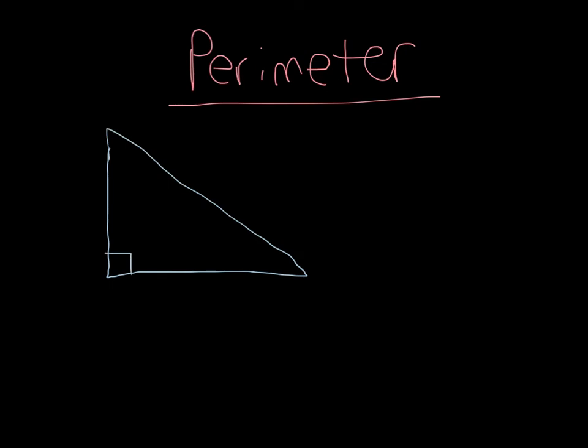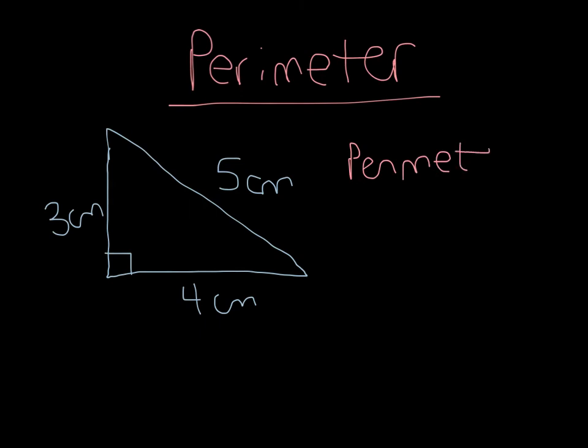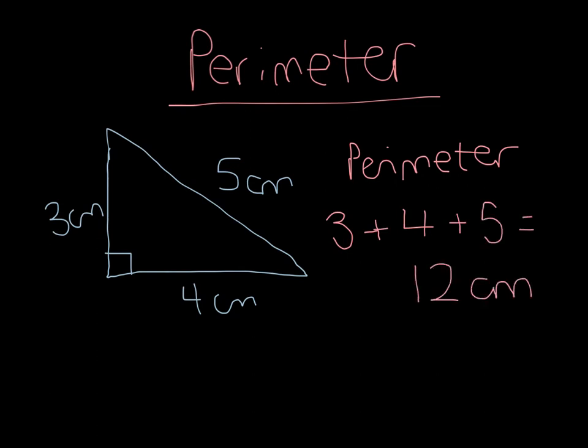So if this were a triangle and you're asked to find the perimeter of this triangle, the perimeter is just found by adding together all the lengths. So this length plus this length plus this length. So there's 3 sides, so we add together the 3 sides to find the perimeter. 3 add 4 is 7, add 5, so the answer is 12 centimetres for the perimeter.